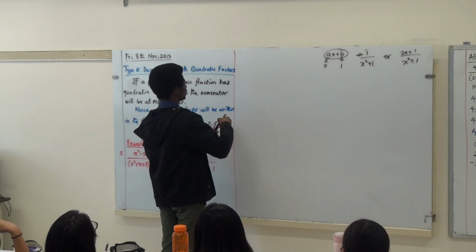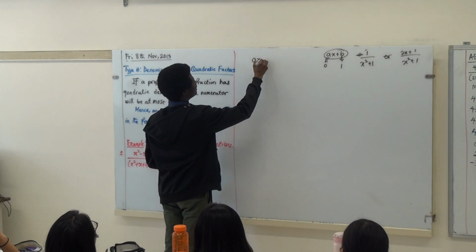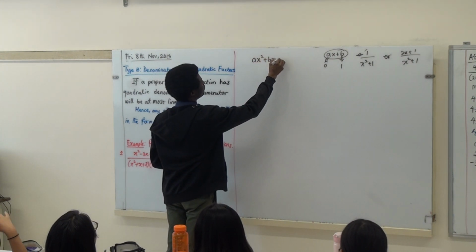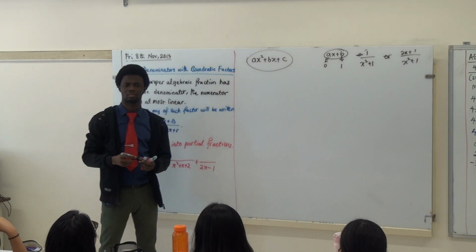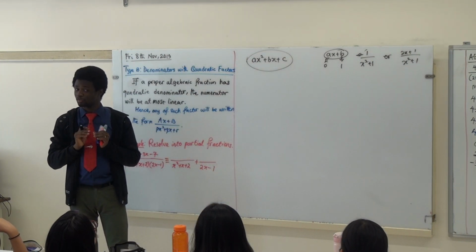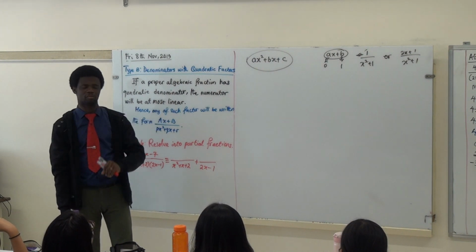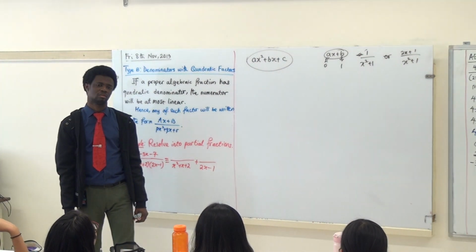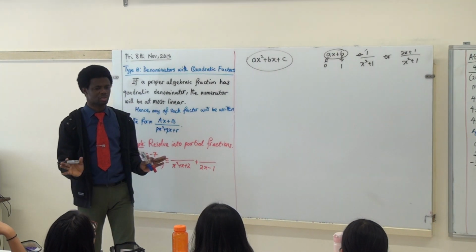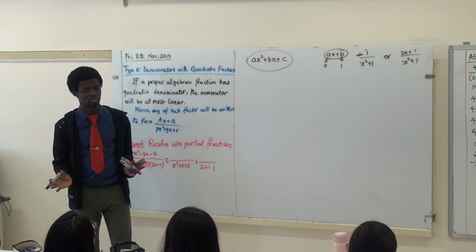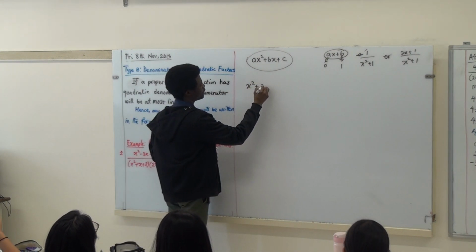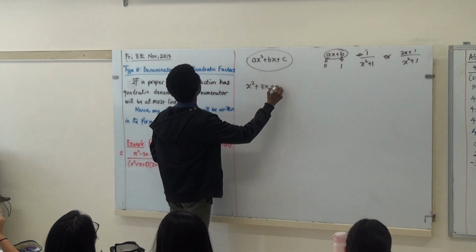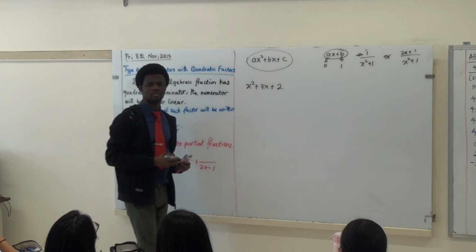Hopefully you have done it, or maybe not. If I have a general quadratic form, how do I know this is factorizable? I don't want to factorize, but how do I know I can factorize? Of course, a, b, c means a random number. So for example, x squared plus 3x plus 2. Is this factorizable?